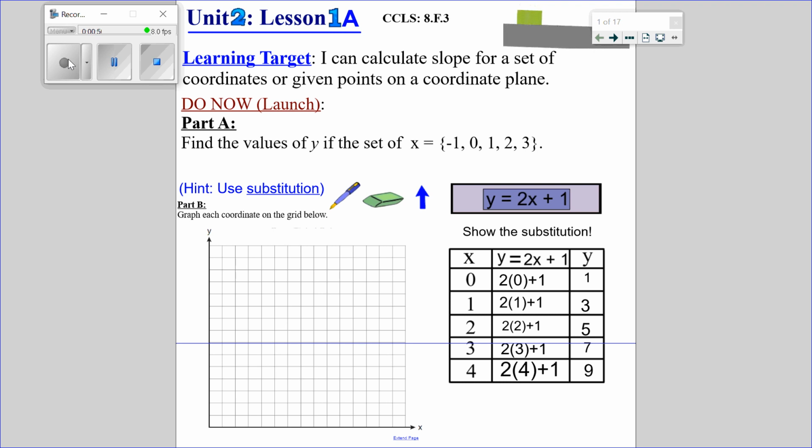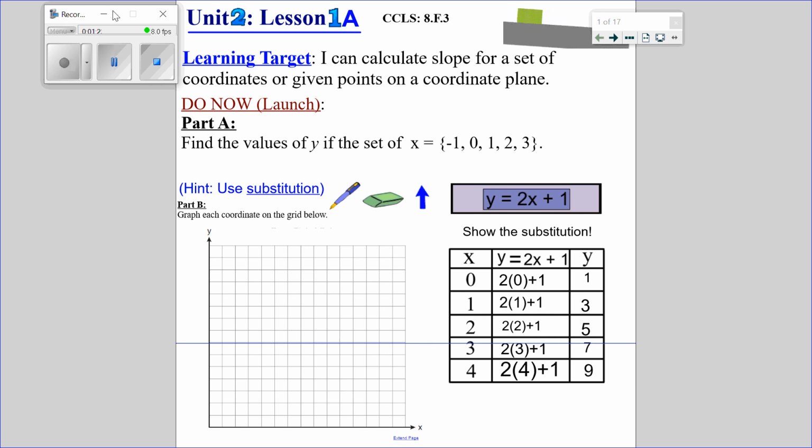The next one I substituted the x and I evaluated 2 times 1 plus 1. 2 times 1 gives you 2 plus 1 is 3. Then we substituted the 2 in for the x. 2 times 2 is 4 plus 1 is 5. And then I did 2 times 3 is 6 plus 1 is 7. And 2 times 4 is 8 plus 1 is 9.